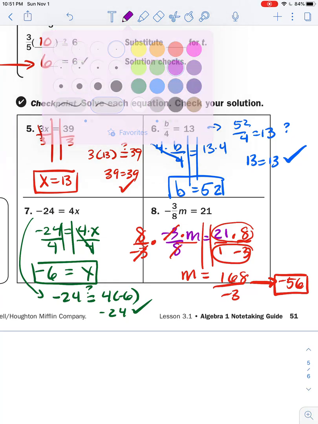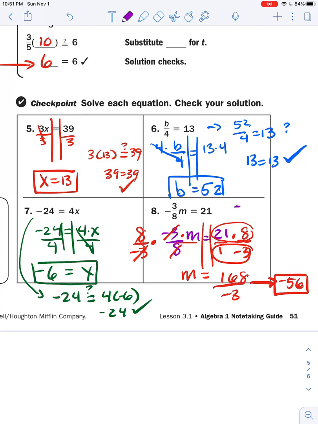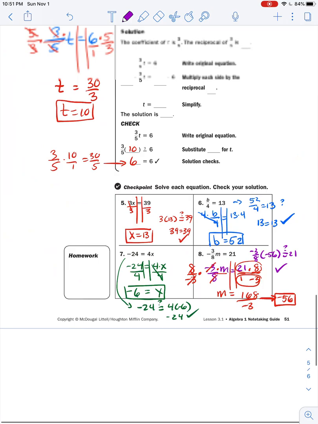Now that one's kind of tricky, so I'd probably check my answer. I'd go back up here and say, does 3/8 times -56 equal 21? And I would do that on my calculator and make sure that that's what I get, and that checks.